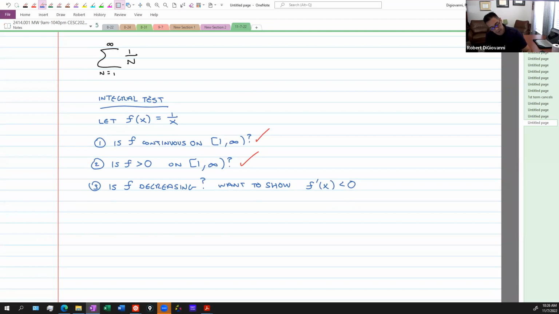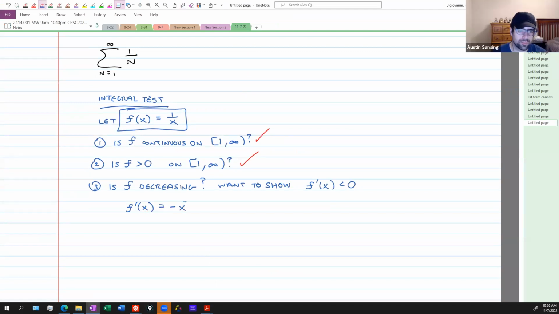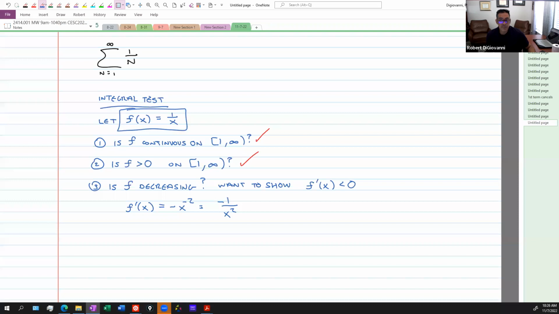Well, we know what the original function is. f of x is 1 over x. What's the derivative of that function? Negative x to the negative 2. And that can be rewritten as negative 1 over x squared, right? And that is always what? Less than zero, because your numerator is negative one and your denominator is some number squared. Any number squared is positive, so you have a ratio of a negative and a positive number.